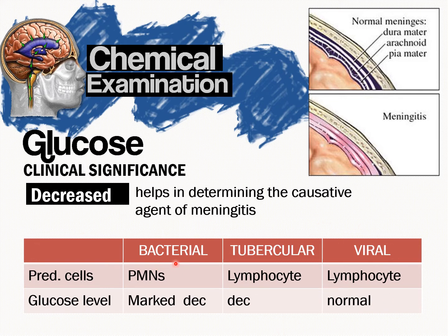So in bacterial meningitis, there is marked decreased CSF glucose accompanied by elevated WBC count with a large percentage of neutrophils or polymorphonuclear cells. The glucose is decreased because the cells may be consuming the glucose. In tubercular meningitis, lymphocytes are the predominating WBCs while glucose is still decreased. In viral meningitis, the glucose level is normal, but the predominating WBCs are still lymphocytes. This glucose is normal because viruses don't actually consume glucose.